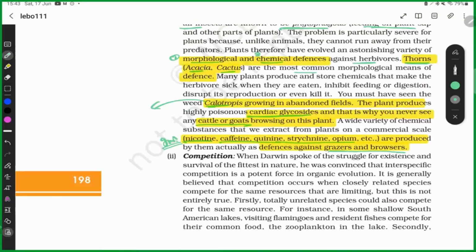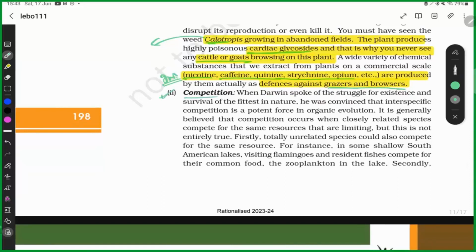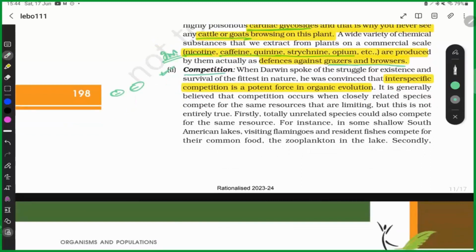And the second interaction is competition. Competition is negative. Struggle for existence, Darwin's theory. So this is the important question. Interspecific competition is a potent question. Competition occurs when closely related species compete for the same resources that are limiting. That is, the same resources that are limiting.